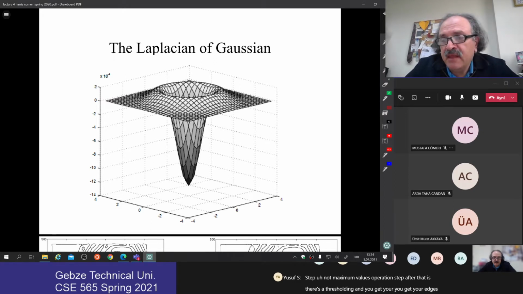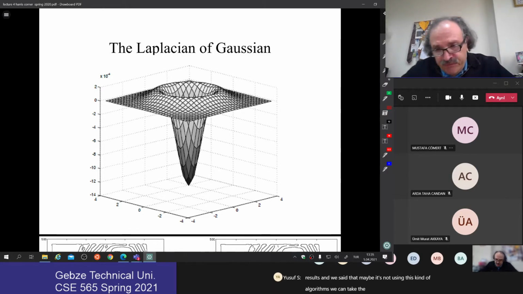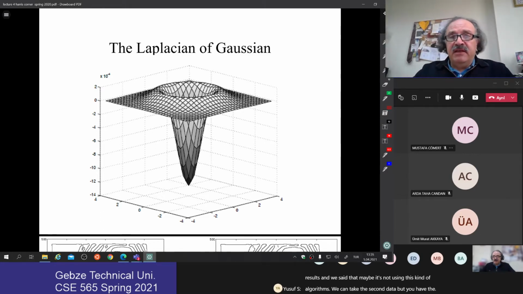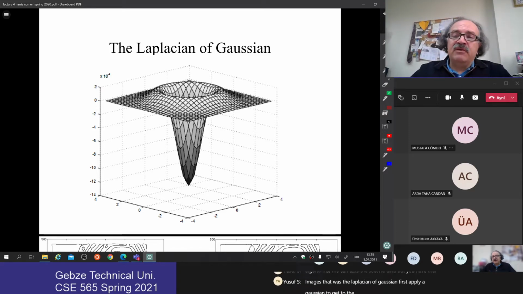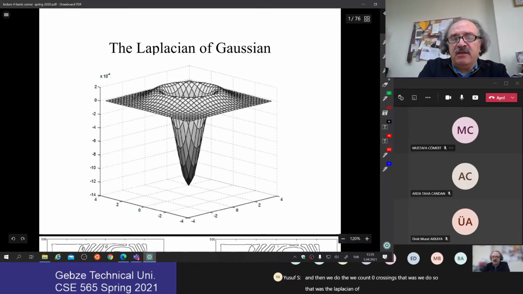After that, hysteresis thresholding, and you get your edge results. And we said that maybe instead of using this kind of algorithms, we can take the second derivative of the images. That was the Laplacian of Gaussian. First, apply a Gaussian to get rid of the noise, or eliminate noise as much as possible. We cannot get rid of the noise all the time altogether. And then we apply first and second derivatives, and we get two images, of course, and we add them together, and then we count the zero crossings. That is what we do. So that was the Laplacian of Gaussian approach.